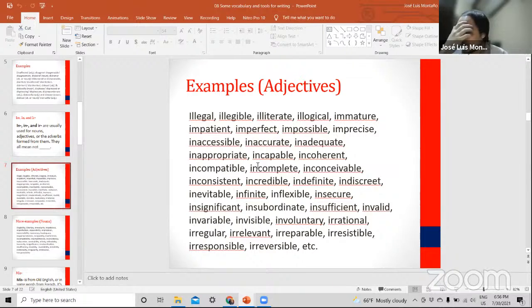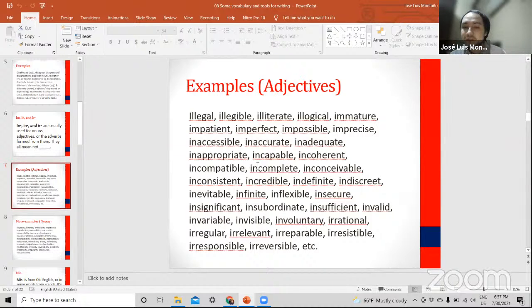So examples, here we're going to divide into groups. Here, I'm going to try to mention, and you know a lot of those. This is, I think, the most common prefix. So illegal, right? Illogical, immature, impatient, imperfect, impossible, imprecise. A lot of these words are very well known, right? Inappropriate, incapable, incoherent, incompatible, right? Incomplete, inflexible, insignificant, insufficient, invalid, invisible, involuntary, irrelevant, irrational, irreparable, right?